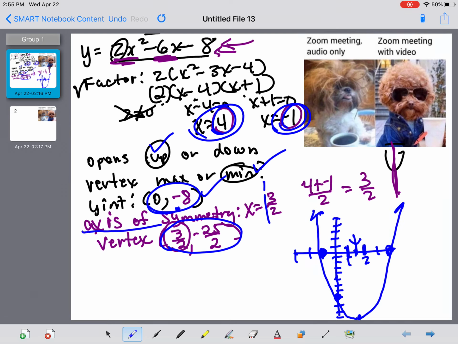And what is this axis of symmetry asking right here? It'll always cut right through your vertex. So that you don't have to draw that part, but that's your axis of symmetry.